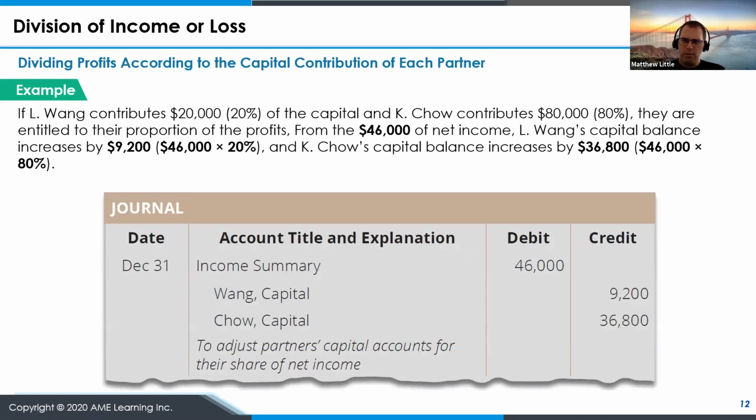Next example says, let's divide it based on the capital contribution of each partner. So let's assume that Wang contributed 20,000 and Chow contributed 80,000. So it provides a 20-80 split in this example. And they're entitled to the net income based on that contribution. So in this case, we take our $46,000 net income, same as our previous examples, but we take 20% to be Wang's portion and 80% to be Chow's portion. Again, the journal entry at the end of the year would be a debit to income summary 46,000 and a credit to Wang and Chow for 9,200 and 36,800 respectively.